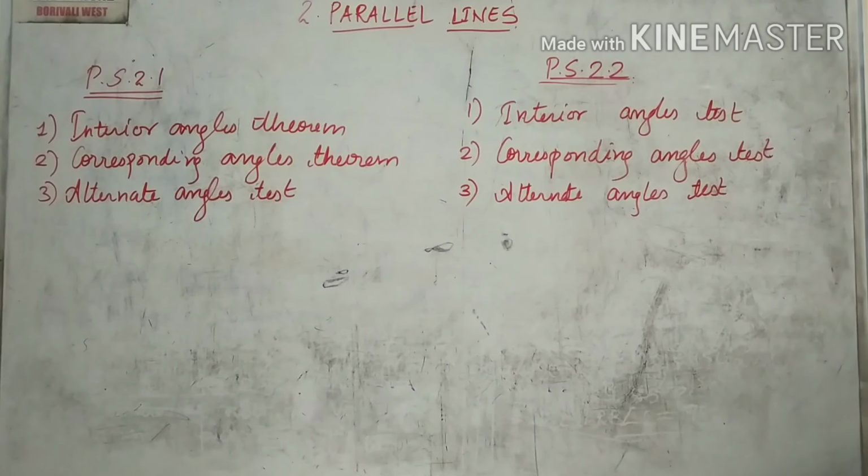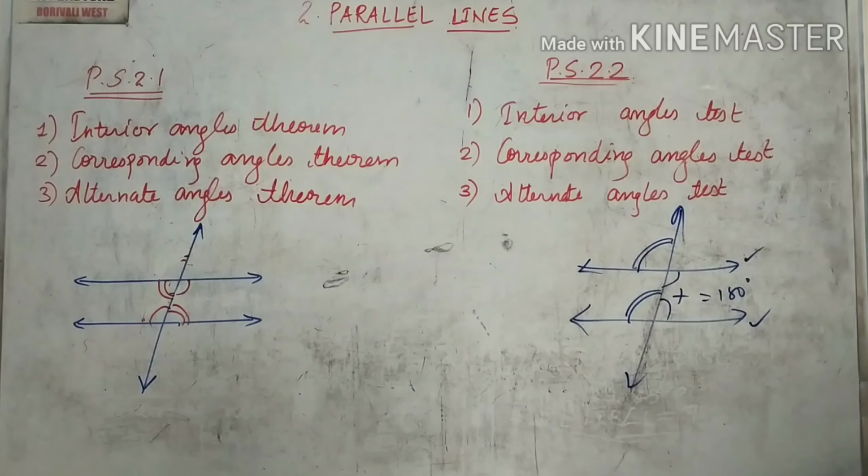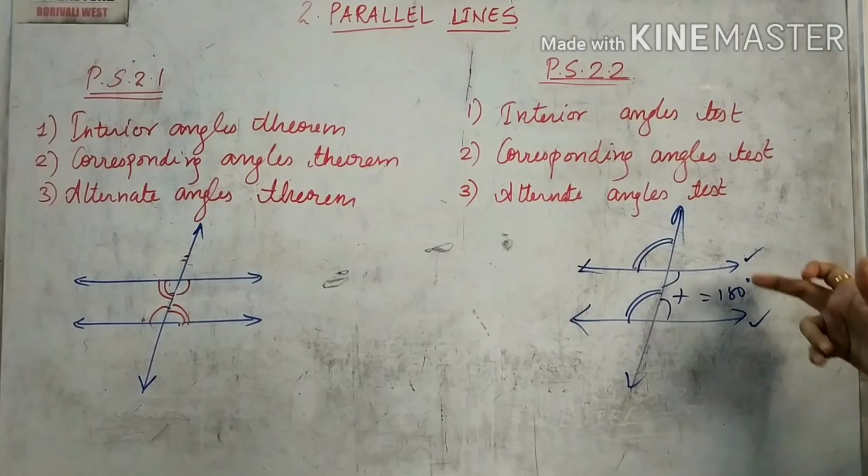For example, the interior angles test says that we don't know whether the lines are parallel or not, but if the addition of any two interior angles is 180 degrees, then we'll say that these two lines are parallel. Similarly, if there is any pair of corresponding angles which is congruent, then we will say that the two lines are parallel. Also, if there is a pair of alternate angles which is congruent, then we can say that the two lines are parallel.